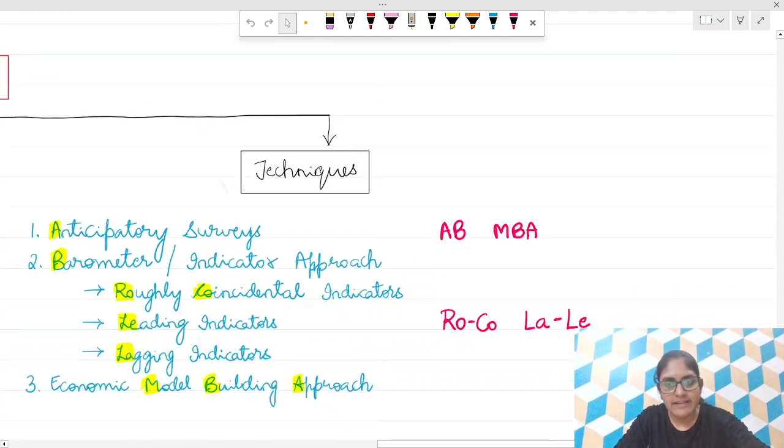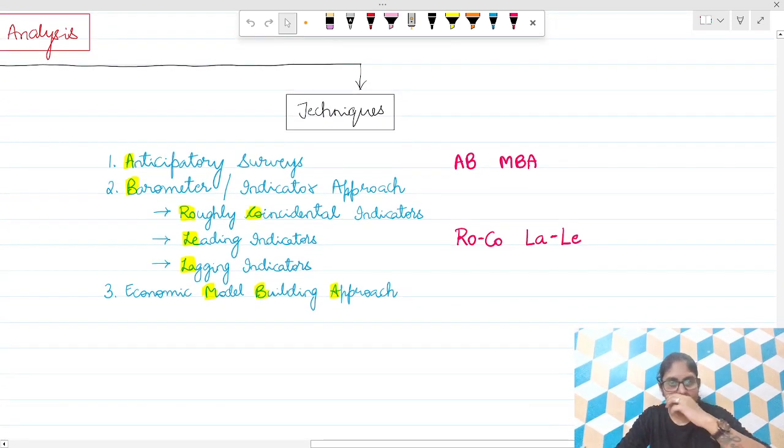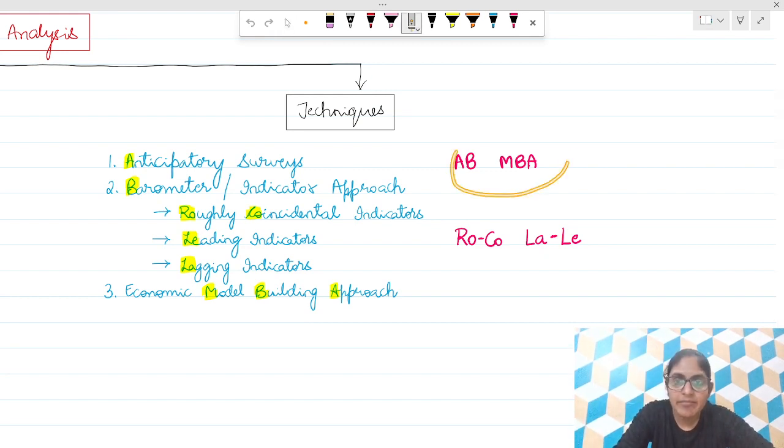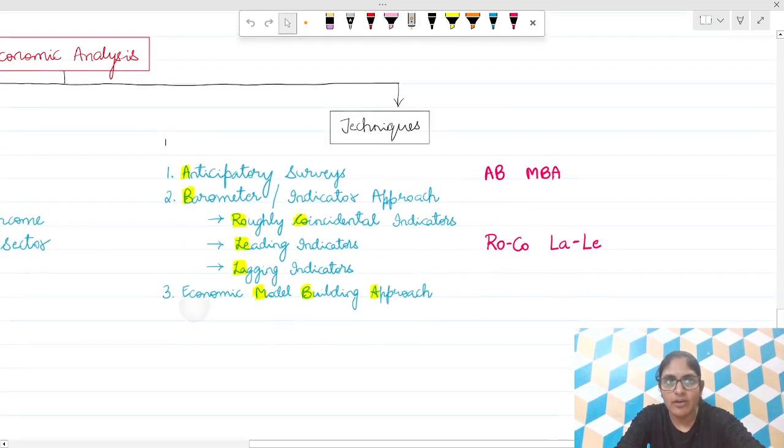Economic analysis techniques. Remember, the top MBAs are there, that is A and B grade MBAs. They are showing attitude. Then the CA came. The CA said ROCO. ROCO means stop. ROCO Lale. Lale means those juniors around, we call like a pet name. So we stop the top MBAs with ROCO Lale. Those are the techniques of economic analysis.